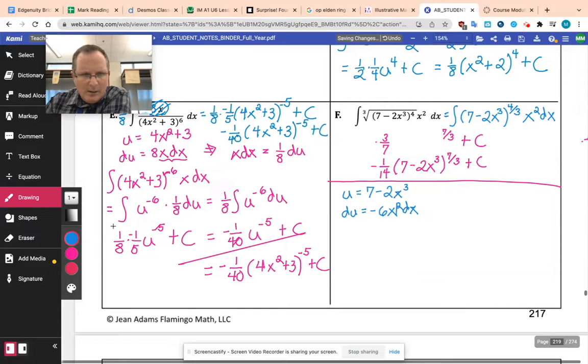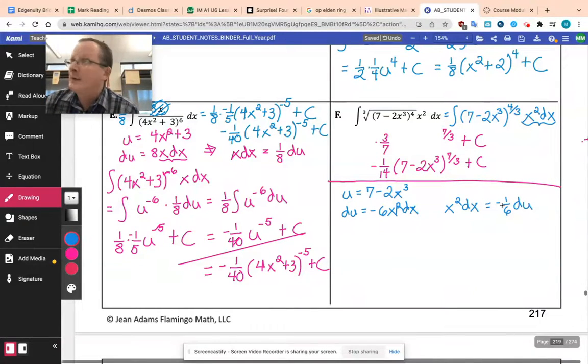Okay, looking over here, blue is fine. We've got a negative 6x squared dx. Well, I've got the x squared dx, so it'd be nice to know what that's equal to. So x squared dx should equal negative 1/6 du. You can see our negative 1/6 that I deleted is still coming back into play. So let's rewrite the integral then.